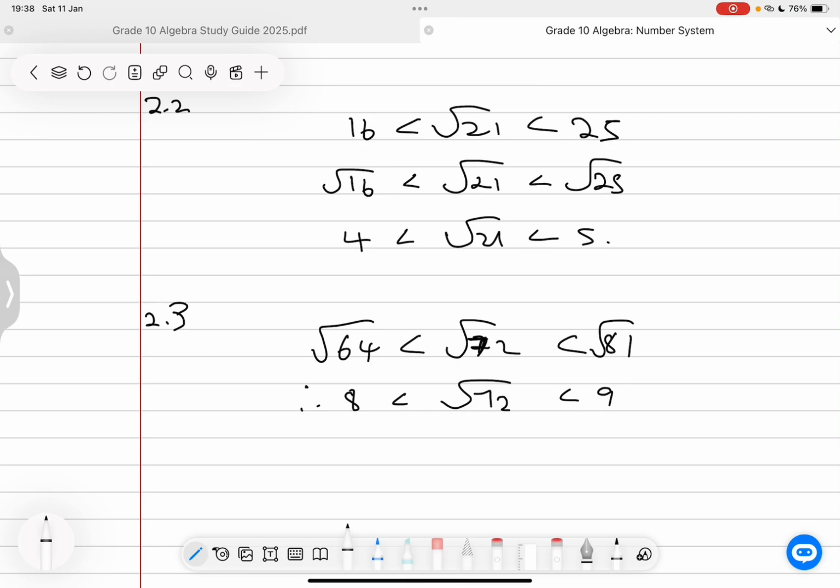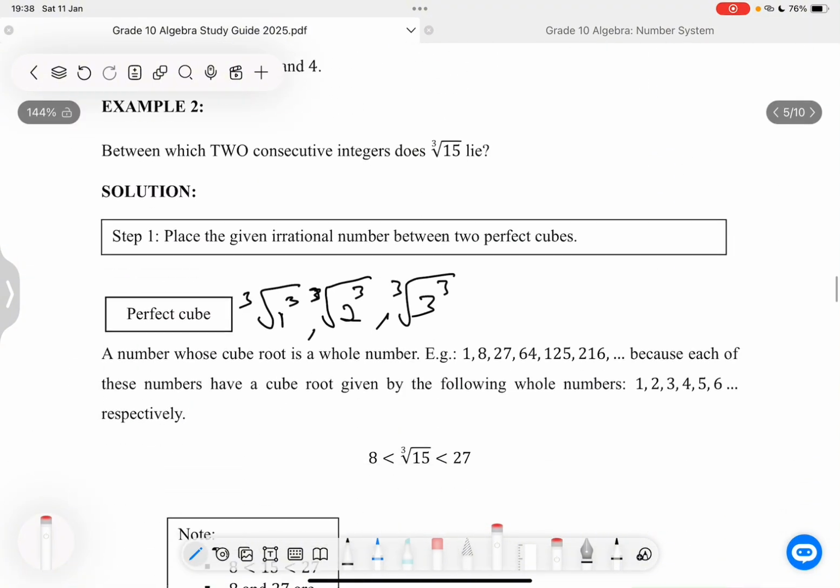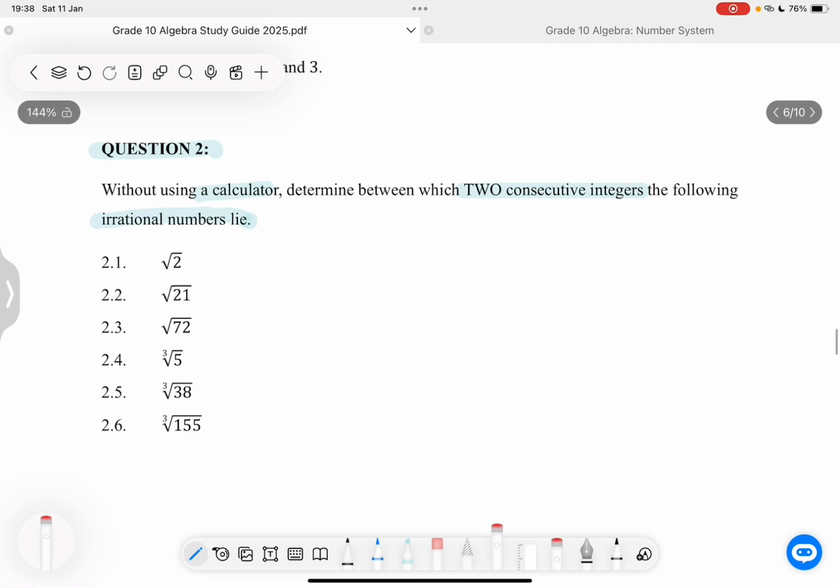That's why after I found these perfect squares, I actually take the square root of those numbers. And also that's why I look for a number that is less than 72 and a number that is bigger than 72, because I'm applying the fact that A should be less than B and B should be less than C. That's what we discussed in the previous lesson when we went through that. Just a reminder on that.